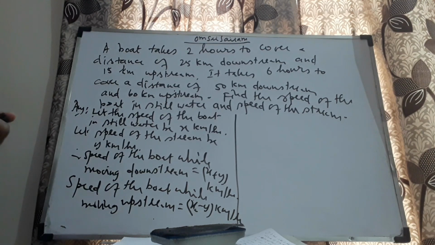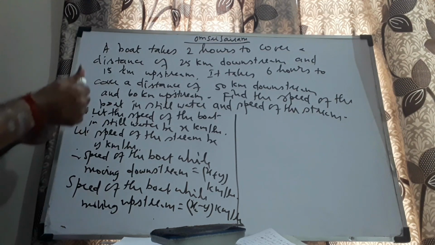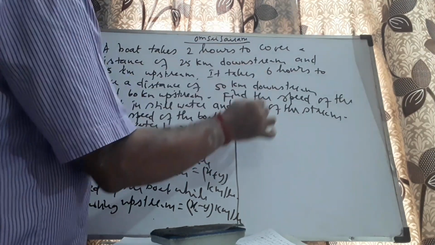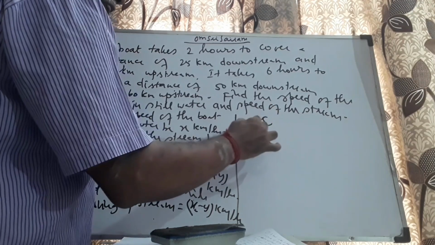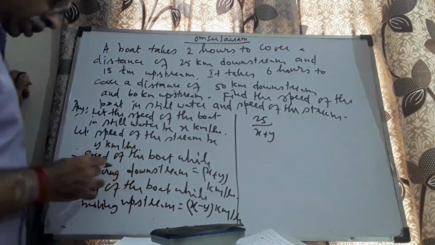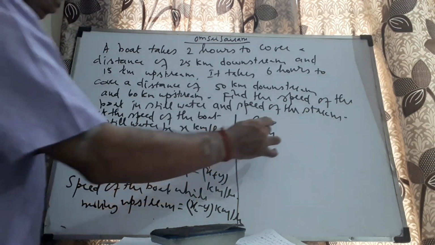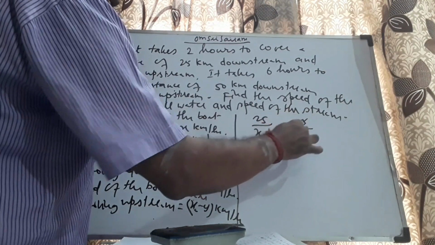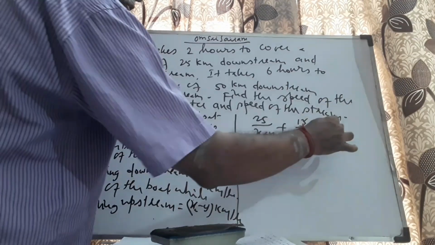Now you know very well distance by speed is nothing but time. Time taken to move is distance by speed. Now it is given as 25 kilometers downstream. Therefore, time taken for downstream is 25 by x plus y. For downstream, the speed is x plus y, plus it moves 15 kilometers upstream, 15 by x minus y. The total time taken is 2 hours.